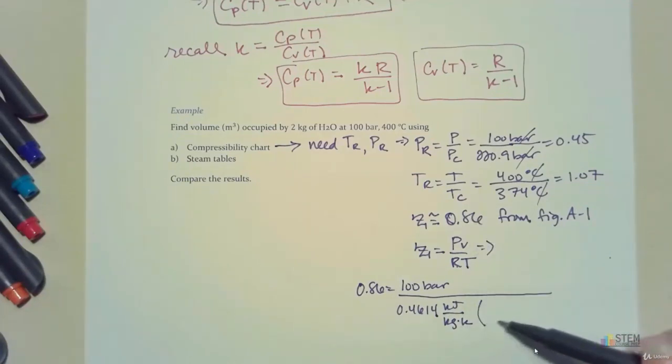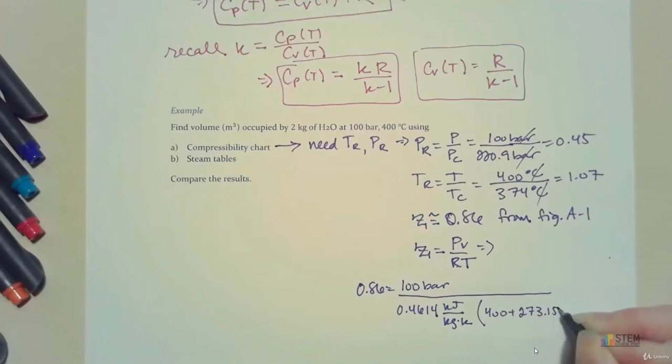Now, am I just going to plug in 400 degrees Celsius here? No, we're not going to do that, because remember, our equations need absolute temperature scales. Celsius is not an absolute temperature scale, so we need to take that 400 and add 273.15, and then that will get us to kelvins. Now, if we look at our units here, the kelvins go away, that's good, but now we have bar up here, we got kilojoules per kilogram right here.